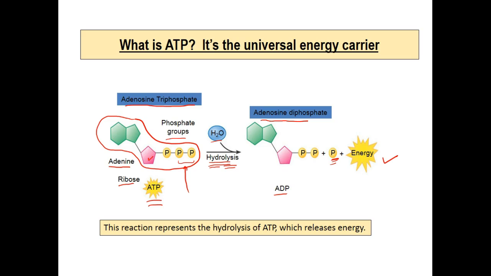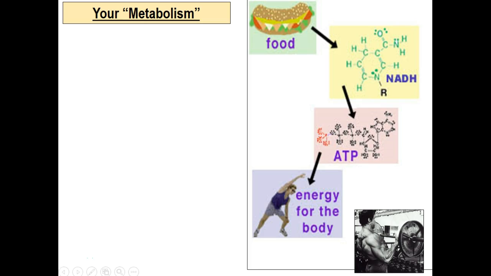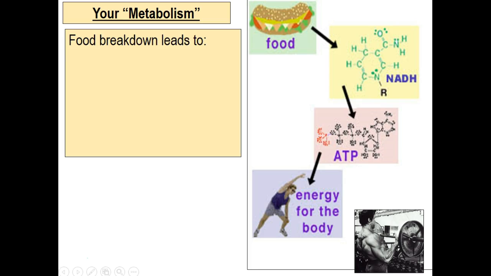And so the starting material is the ATP that we need, that we are going to be making in cellular respiration. So this lecture is all about how we make this molecule. So the making of ATP in cellular respiration is part of what's considered to be your metabolism. Okay, in your metabolism, food breakdown is going to lead to the release of energetic electrons.